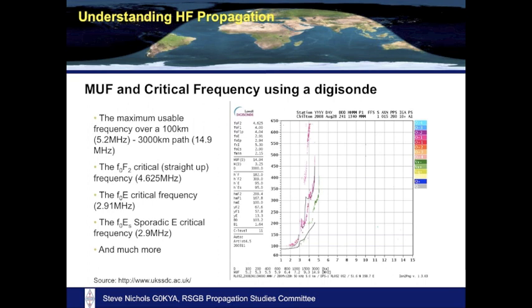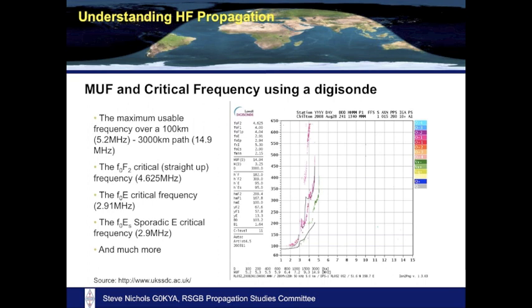What we can see here is that the critical frequency, that is the frequency that signals are going to just be reflected back to the Earth, is 4.625 megahertz. That's the critical frequency for the F2 layer. There's also a critical frequency for the E layer, and that's shown here as 2.91 megahertz. If you see one of these plots, it gives you this information on the left-hand side, or you can read it off the graph itself.